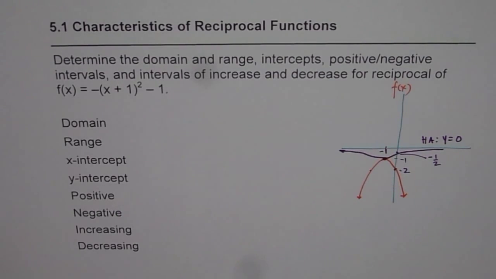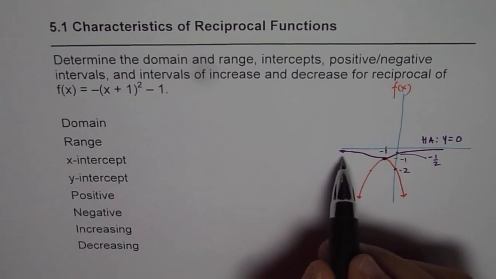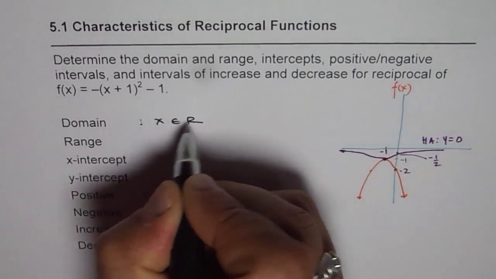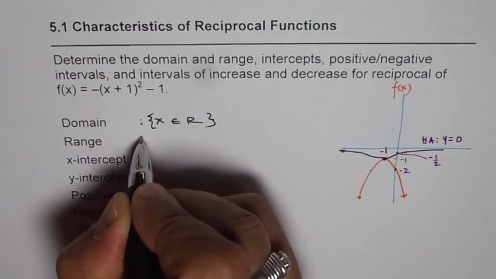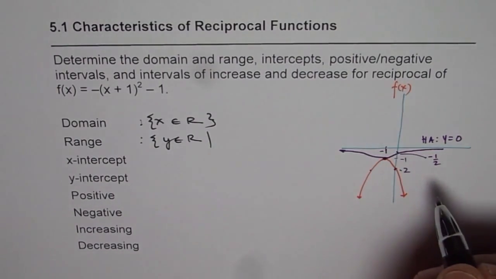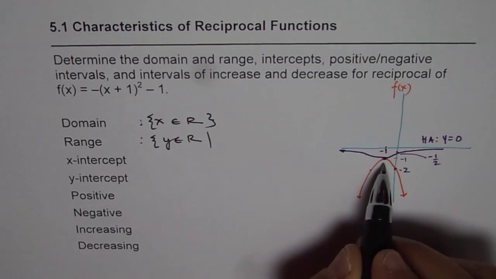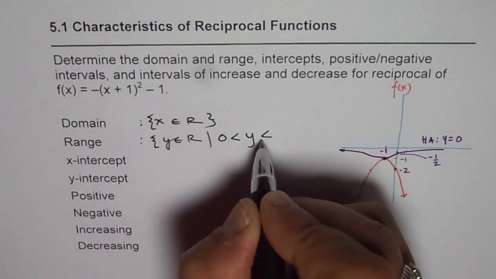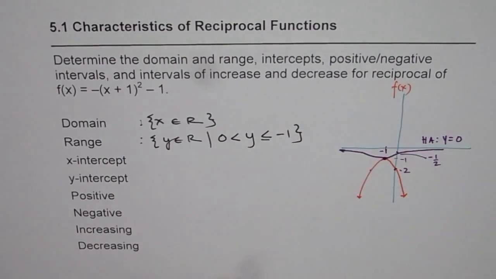Now, let us describe the characteristics of this particular reciprocal function. It is unique in a way that we do not have any vertical asymptote here, right? Domain. Since we do not have any vertical asymptote, the domain is x belongs to real numbers. There is no restriction at all. Range. Can you tell me what is the range here? Well, the maximum value is approaching 0 and the minimum is minus 1. So y is greater than or equal to minus 1 but less than 0. So that becomes the range.